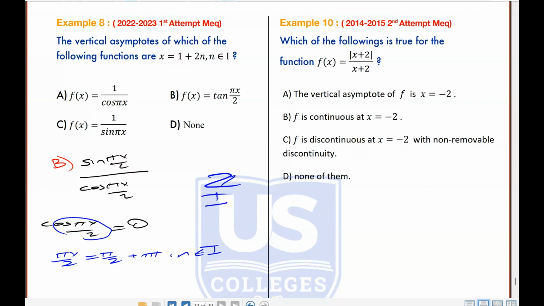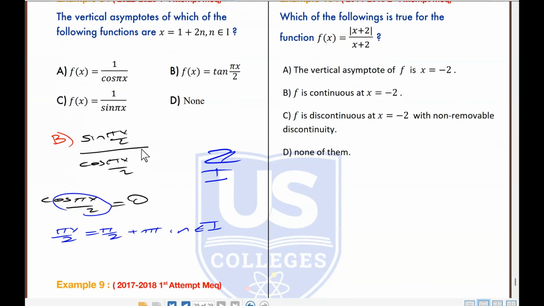So isolate x. You multiply both sides by 2 over pi.